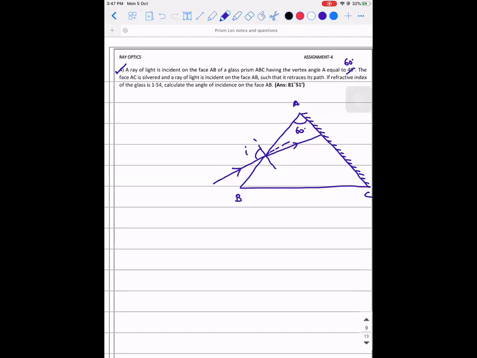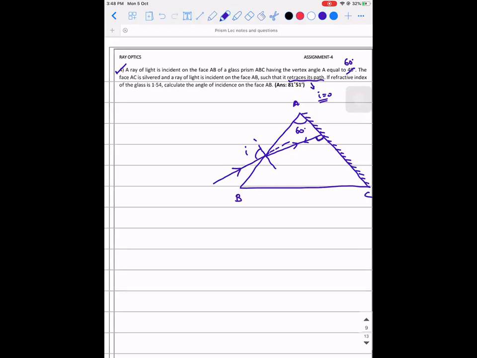So when they say retraces its path, that means the angle of incidence on the side AC is 0 degrees. That is why it is able to retrace its path. You remember in the case of spherical mirrors, whenever light is passing through the center of curvature, it will always retrace its path. Why? Because the angle of incidence is 0 degrees. The same thing will happen here. The angle of incidence is 0, but the angle the ray is making with the surface is 90.